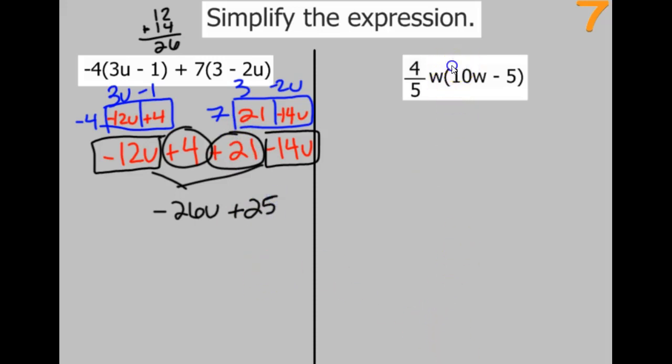Alright, this next one, again, I see my classroom. I'm going to draw a box. I have 10w minus 5. And my teacher is this whole term, 4/5 w. If you wanted to use your calculator and just plug it in, that's fine.